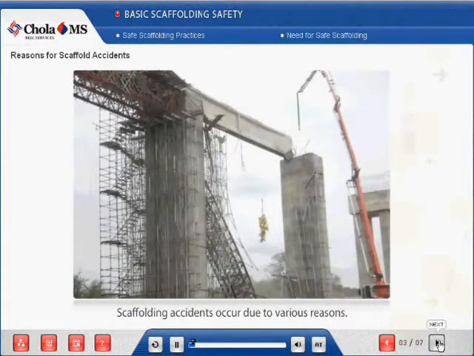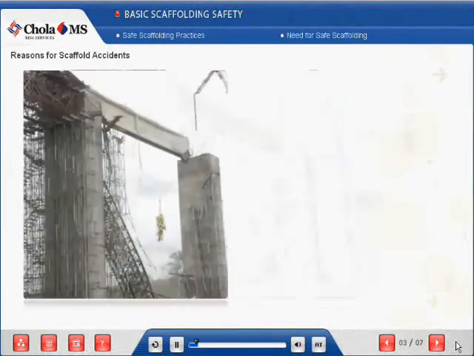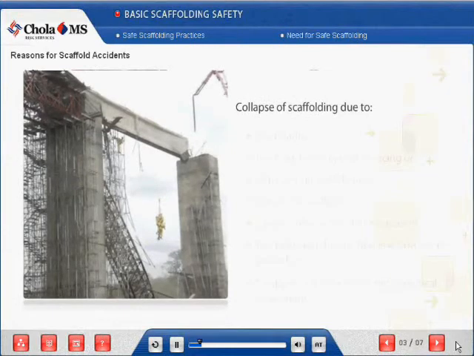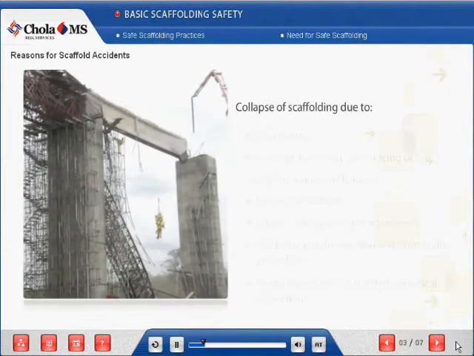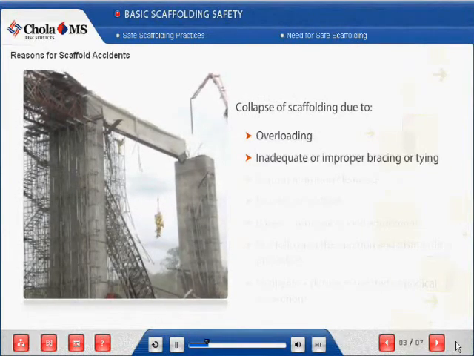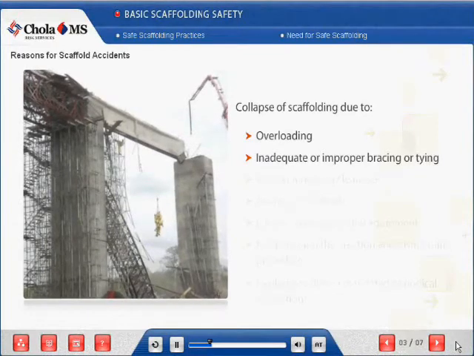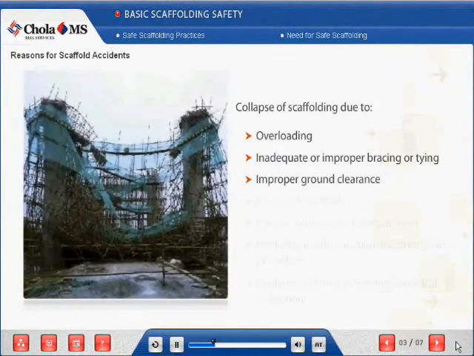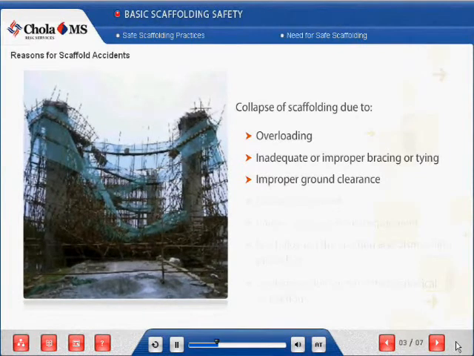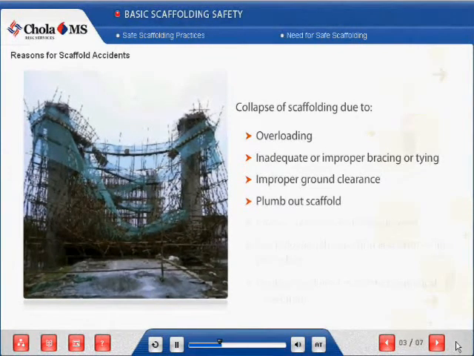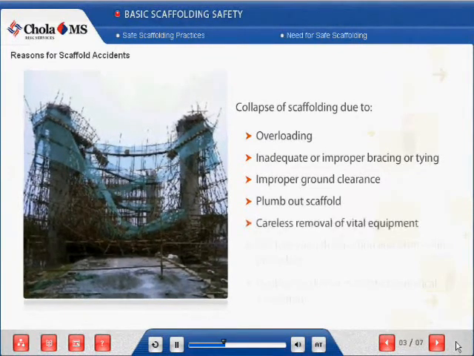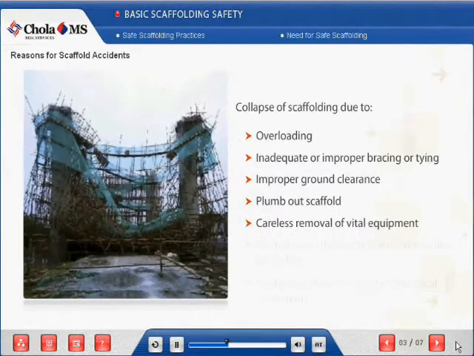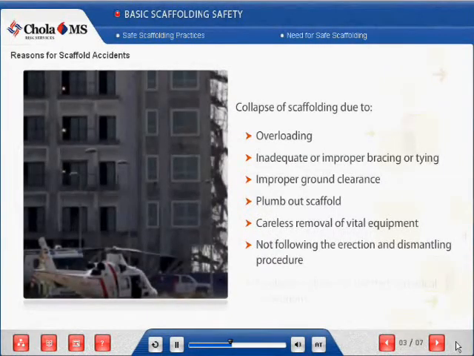Scaffolding accidents occur due to various reasons. The major reasons include collapse of scaffolding due to overloading, inadequate or improper bracing or tying, improper ground clearance before erecting scaffold, plumb-out scaffold, careless removal of vital equipment, not following the erection and dismantling procedure, and negligence during mandated periodical inspections.